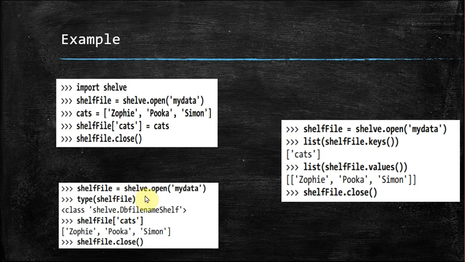So you can see here, shelve.open mydata. So you are going to open that file, that is the type is shelf file. It is going to give you the name here, that is the db file name, and in that shelf file you have given shelf file cats. So for that shelf file cats, what we have put are the values of this particular list. That is, it contains Zophie, Pooka as well as Simon.